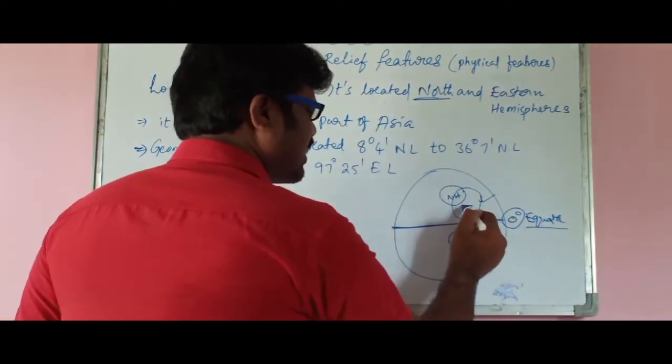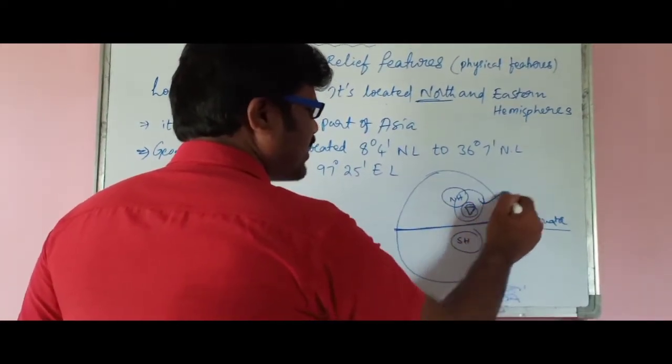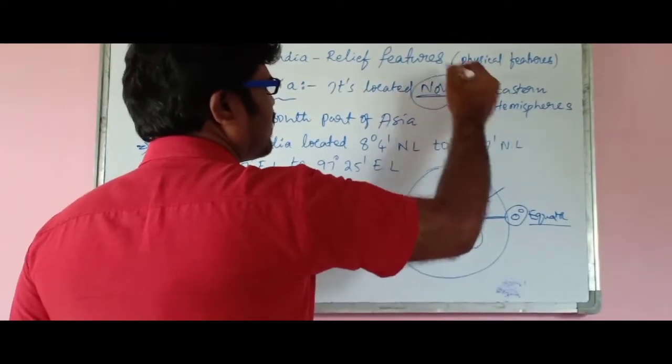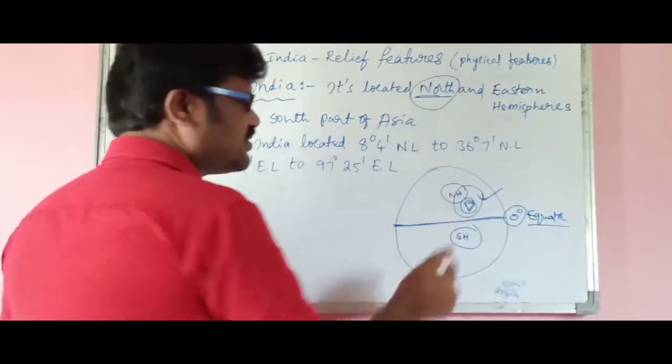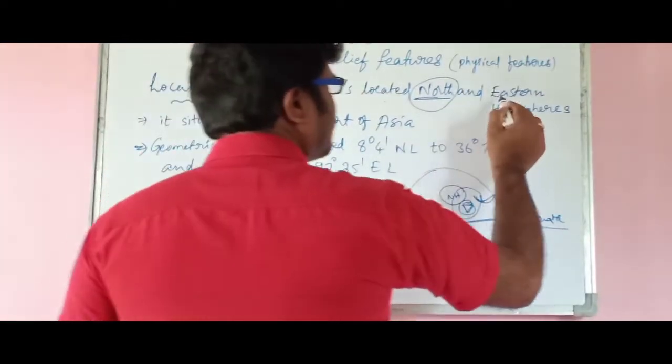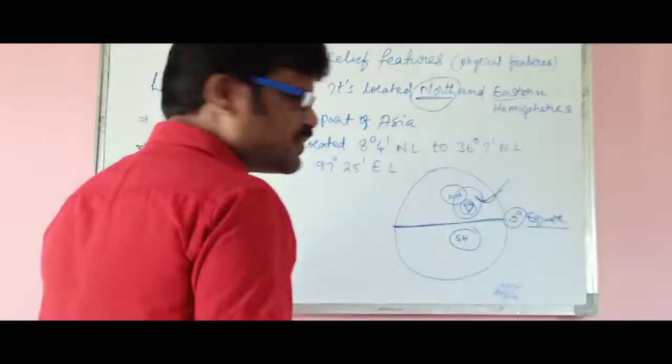This north part here, our India is located here. It means according to latitudes, which hemisphere? Northern hemisphere. Okay, I wrote here northern hemisphere. According to latitudes, India is located in the northern hemisphere. And the second one I told, eastern hemisphere.